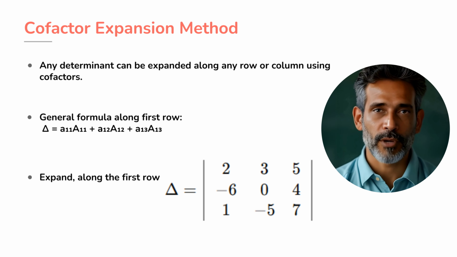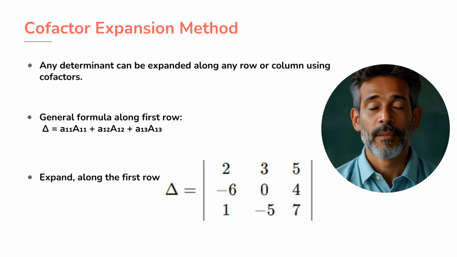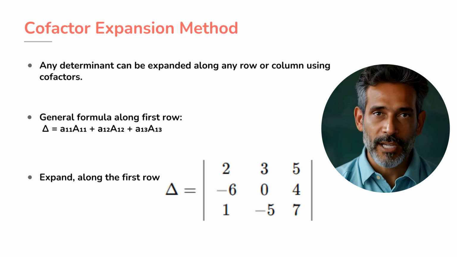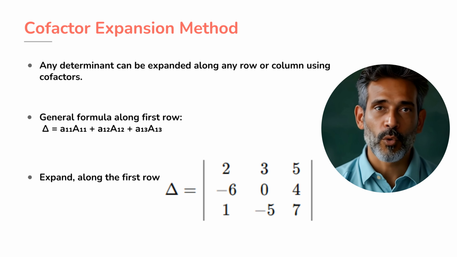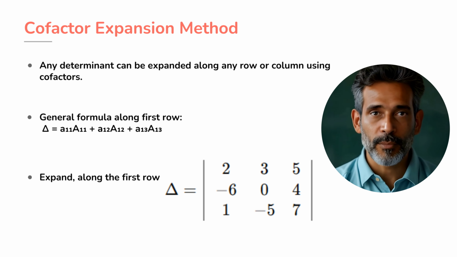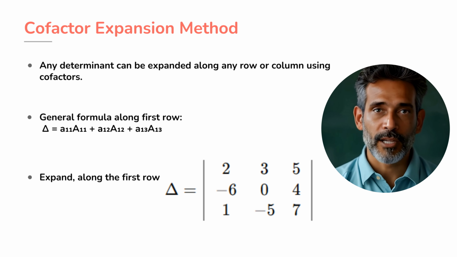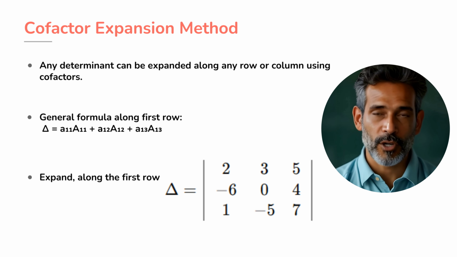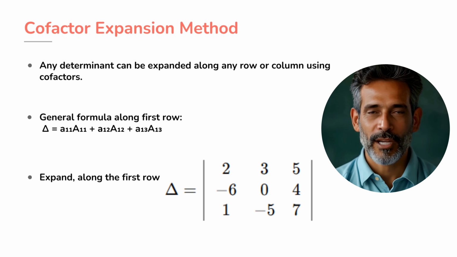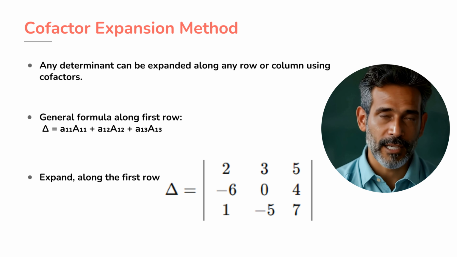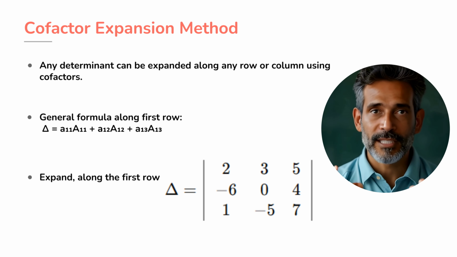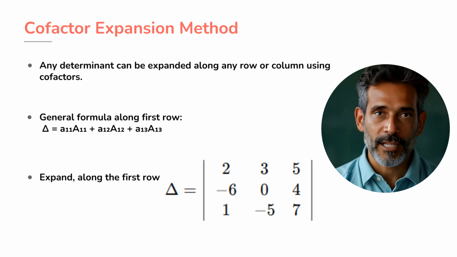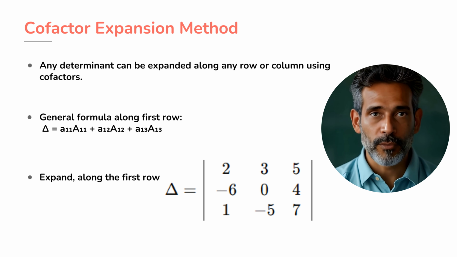Now, how do cofactors practically help us? Cofactors allow us to expand determinants along any row or column. This method is called cofactor expansion. Let's illustrate this with a 3x3 determinant. Consider the determinant having elements 2, 3, 5 in the first row, -6, 0, 4 in the second row, and 1, -5, 7 in the third row.